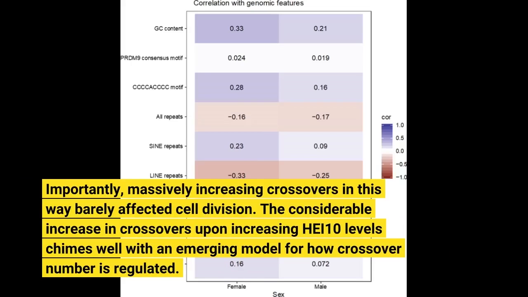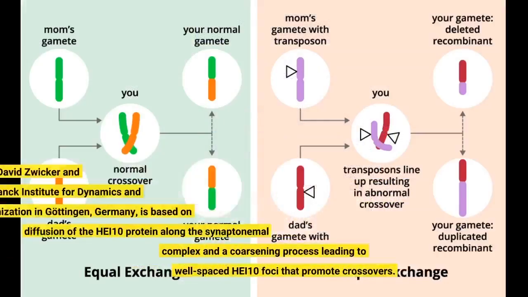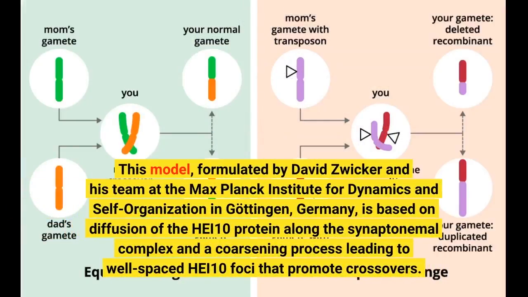The considerable increase in crossovers upon increasing HEI10 levels chimes well with an emerging model for how crossover number is regulated. This model, formulated by David Zwicker and his team at the Max Planck Institute for Dynamics and Self-Organization in Göttingen, Germany, is based on diffusion of the HEI10 protein along the synaptonemal complex and a coarsening process leading to well-spaced HEI10 foci that promote crossovers.